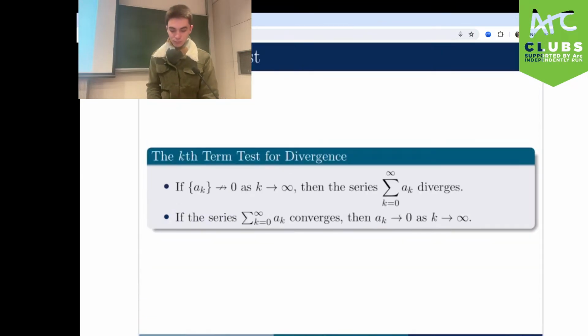Okay, so now we're going to introduce some tests for divergence of series. First one: if the terms of the sequence that the series is adding up don't tend towards 0 as k tends to infinity, then the series diverges. And the contrapositive of that is also true. So if the series of a_k converges, then that means that the terms a_k have to go to 0 as k goes to infinity.